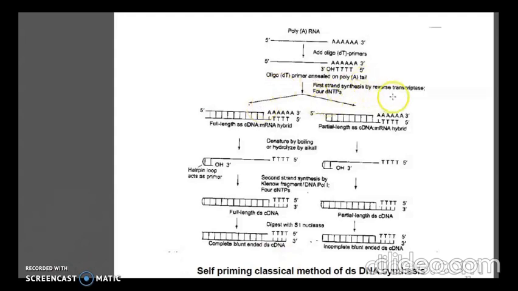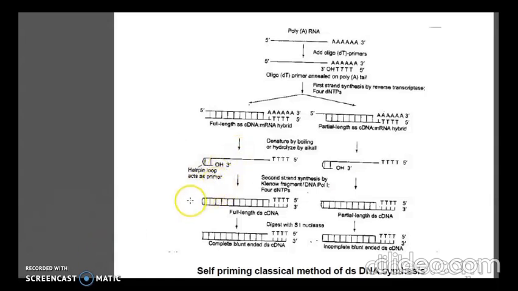Here, the first strand synthesis by reverse transcriptase, and later the formation of a hybrid between single-stranded cDNA and mRNA, denatured by boiling or hydrolyzing by alkali treatment. And here the self-priming occurs due to the tendency of reverse transcriptase to form a hairpin loop. It is due to intramolecular base pairing during the reverse transcriptase reaction.